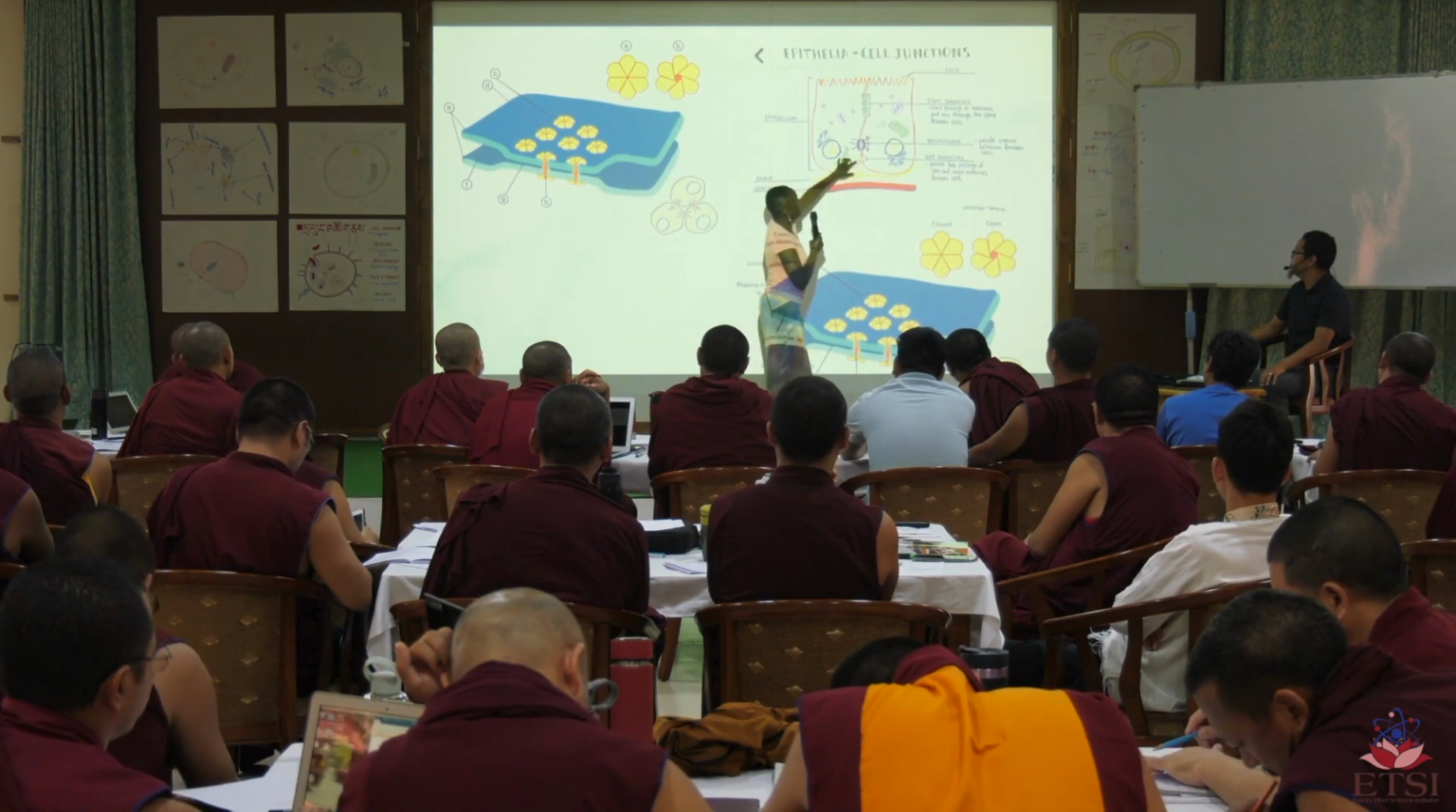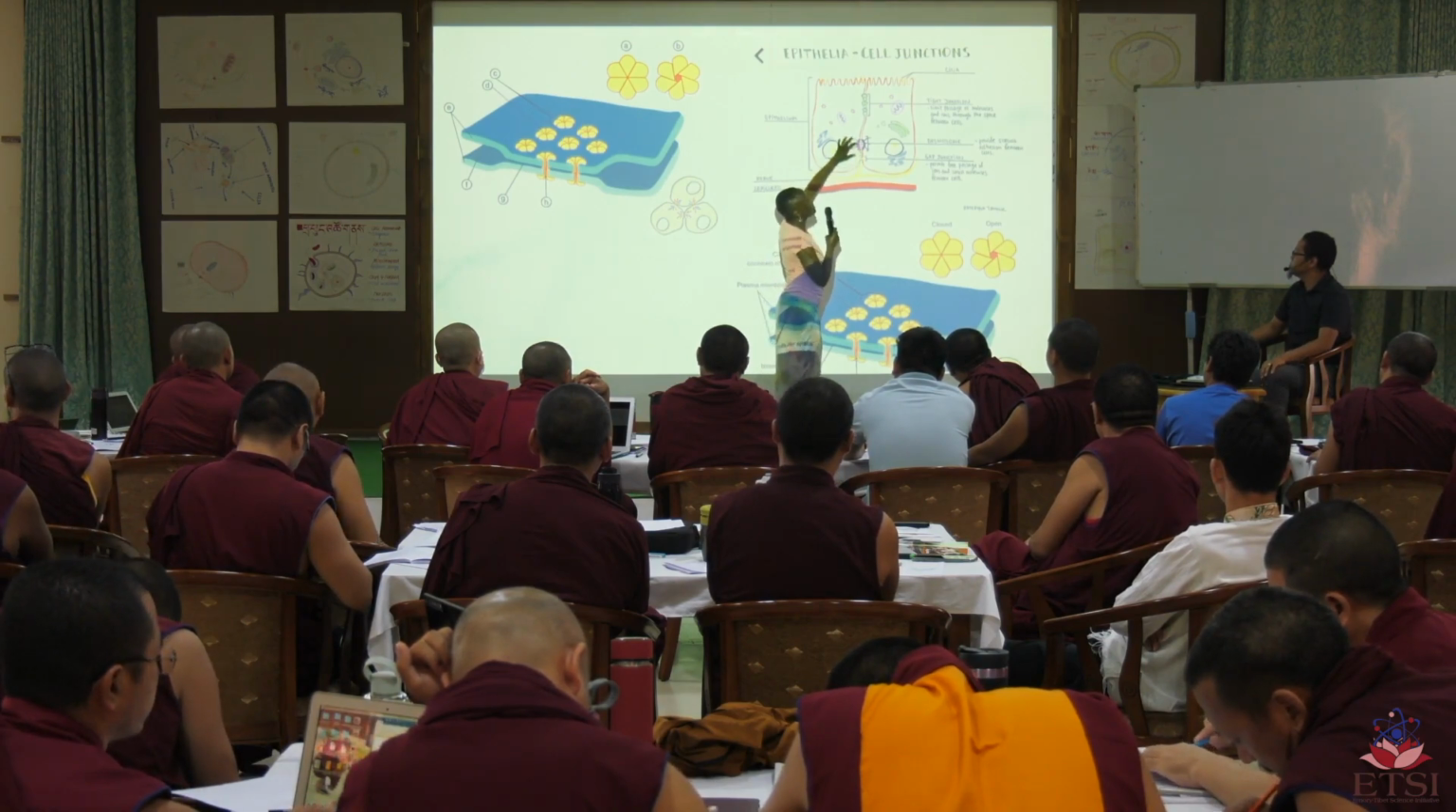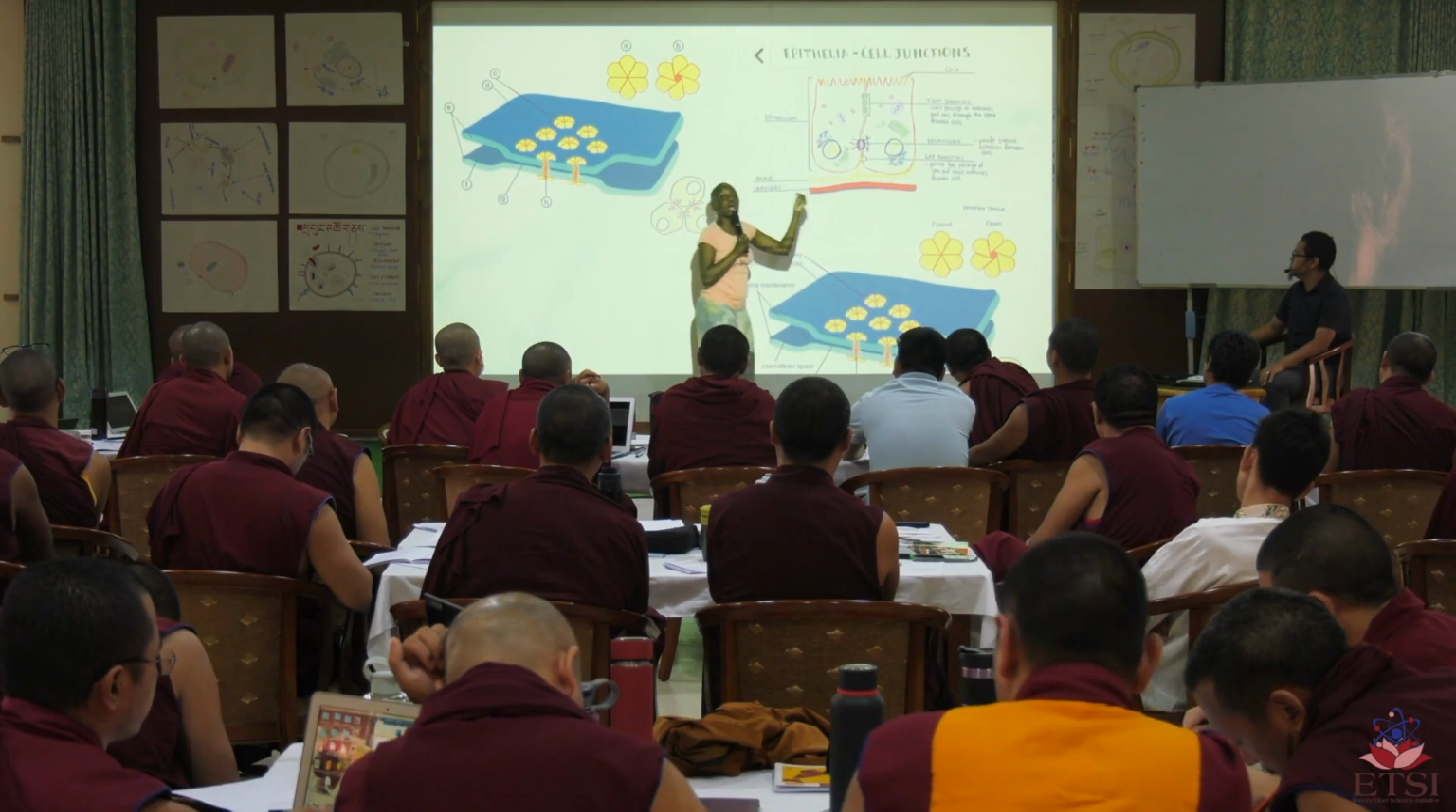And gap junctions, represented here, are just one type of way that cells talk to each other.